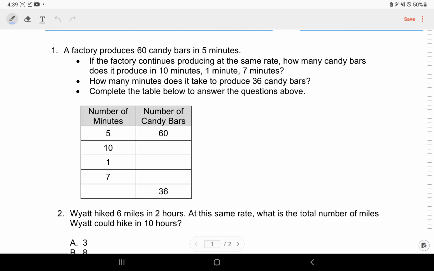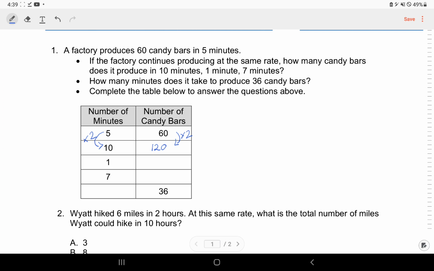So to work it out, what do we do to 5 to get to 10? Well, the answer there is we multiply by 2. So we multiply by 2. 60 times 2 is 120, and so that's 120.